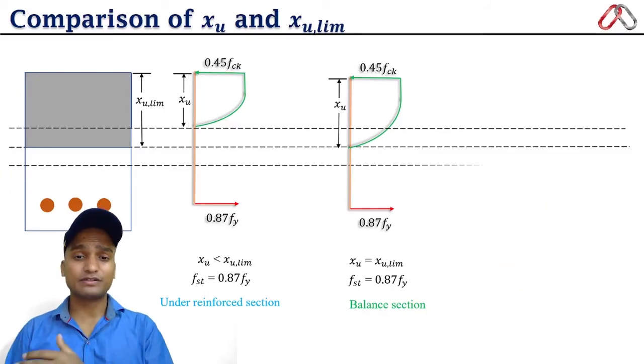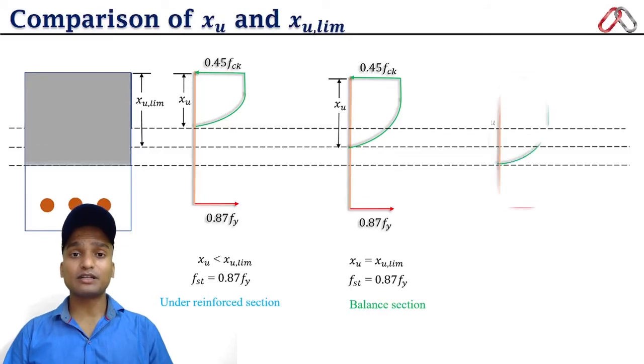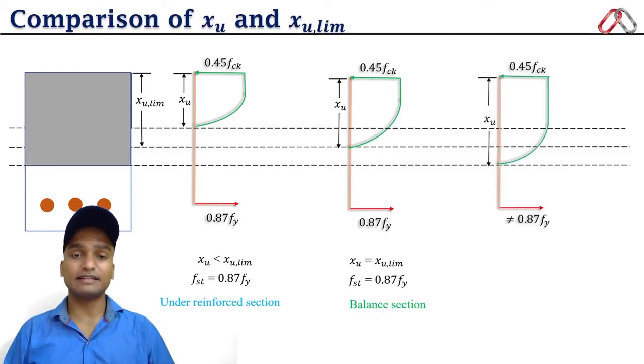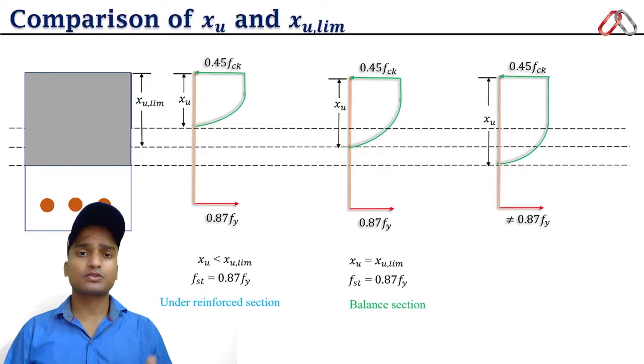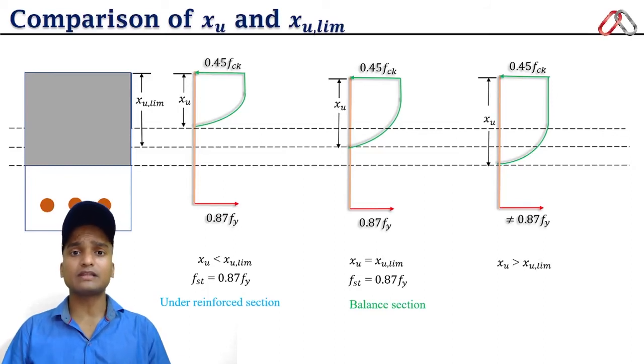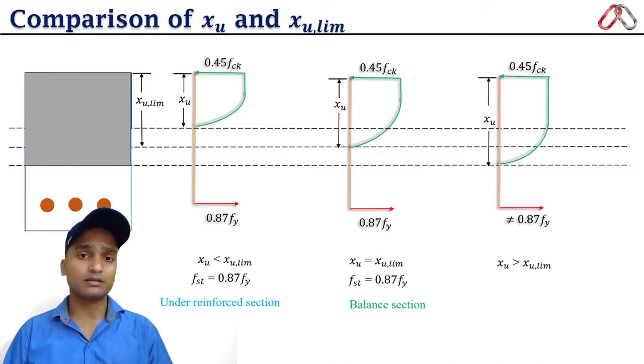Now comes the worst case, when the actual depth of neutral axis exceeds the limiting depth of neutral axis, which can't happen and which is also not recommended as per IS 456. So in such a case, even if we increase the load, the steel is not going to yield.